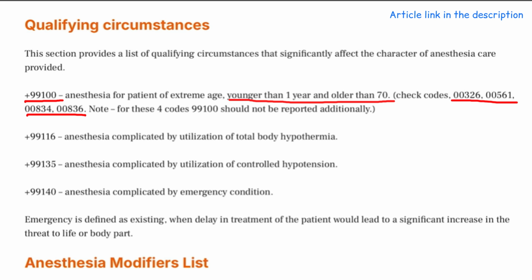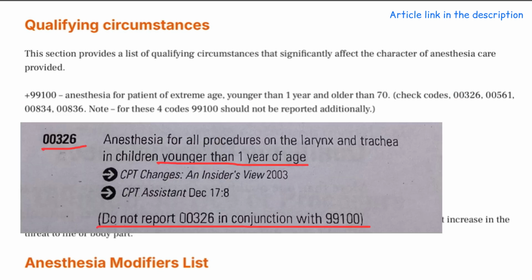00326, 00561, 00834, 00836, for all these four codes, this add-on code 99100 should not be reported additionally, because all these codes include the patient's age in the main code itself. So there is no requirement of an additional code. For example, 00326, anesthesia for all procedures on the larynx and trachea in children younger than 1 year of age. As the code itself includes younger than 1 year, we should not report this add-on code additionally.